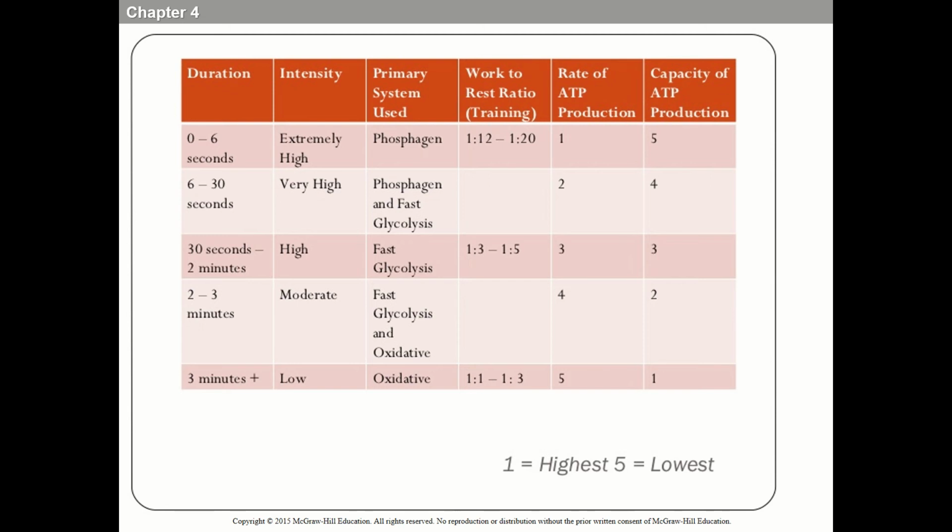Hopefully you see that 1 means the highest, 5 means the lowest, just like following charts. Essentially, how quickly we can make ATP and how much ATP we can make. In a general sense, I want you to understand this relationship: the ATP-PCR system, or phosphagen system, has our highest rate of ATP production because it's only one enzymatic reaction, the creatine kinase reaction, so that's fairly quick. So we can make ATP right there very rapidly. However, the capacity for it, meaning the quantity or amount of ATP, is really low.